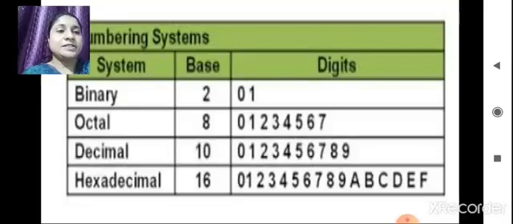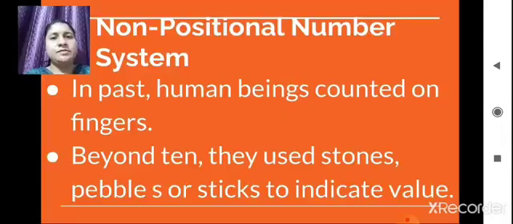Understand what is number system? Okay, now we are going to see the non-positional number system. In the past, human beings counted on fingers. All of you know that humans have 10 fingers.